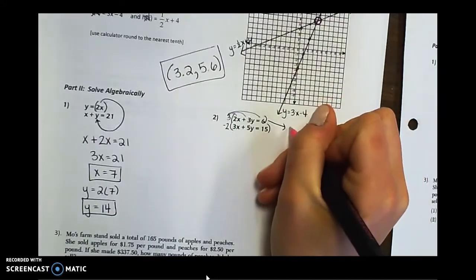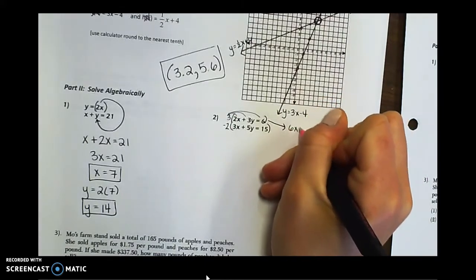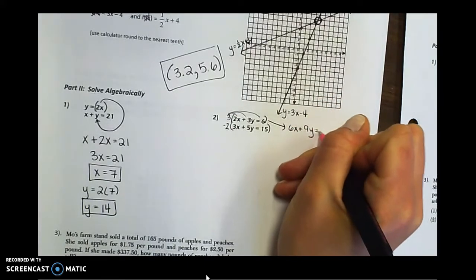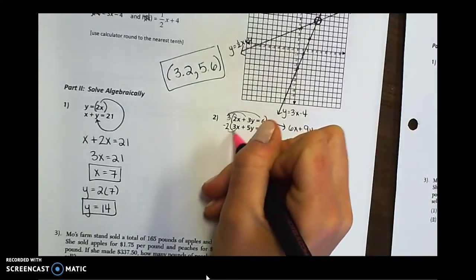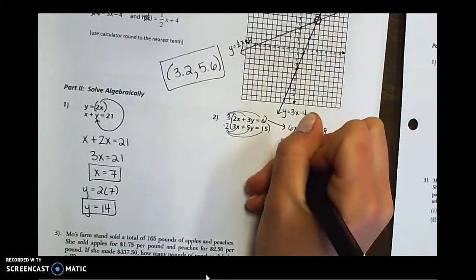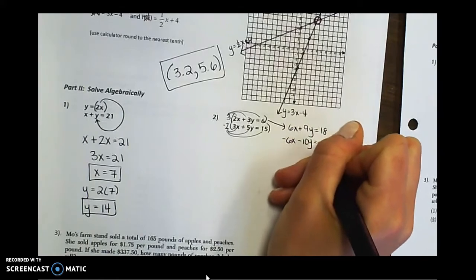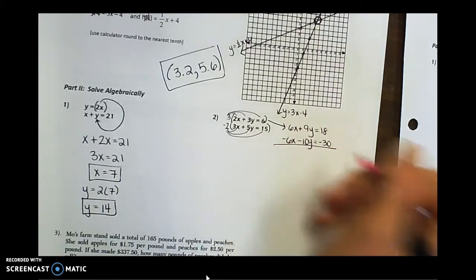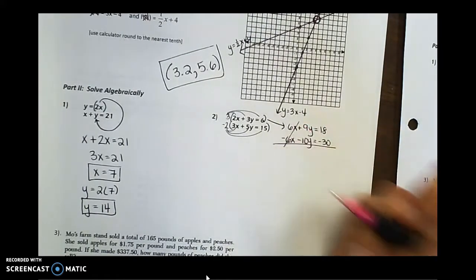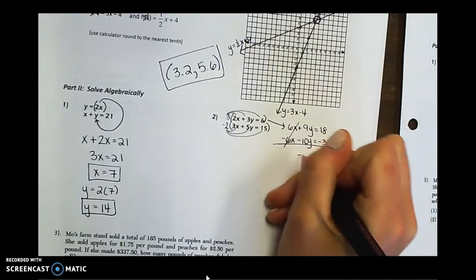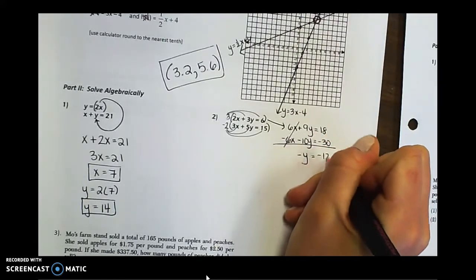And when we do that, we're going to get 6x plus 9y equals 18. Now when we distribute to the second equation, we're going to get -6x minus 10y equals -30. Now I'm going to add these two together. So the 6x's are going to cancel. We're going to get -y equals -12.